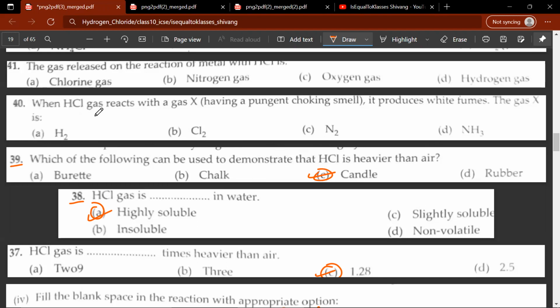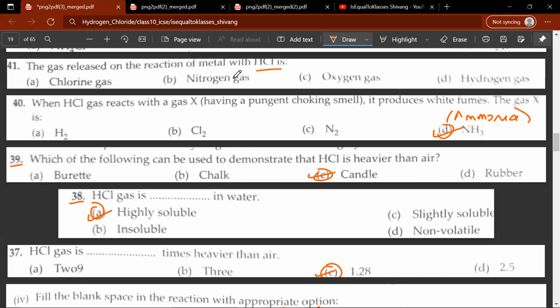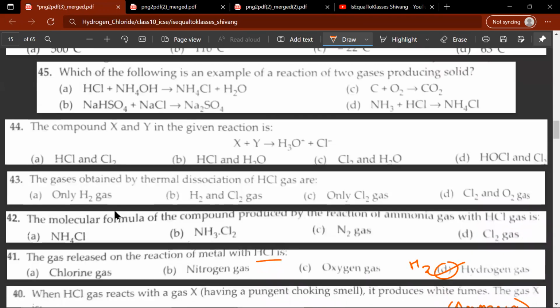40th question, when HCl gas reacts with gas X, so we don't know what is gas X, having a pungent choking smell, it produces white fumes. The gas X is what? So the gas X is NH3, also known as ammonia. Okay, so let's move on to the next question. The 41st question, the gas released on the reaction of metal with HCl is. So this would be D, hydrogen gas, or H2. Let's move on. 42nd question, the molecular formula of the compound produced by a reaction of ammonia gas with HCl is. This would be A, NH4Cl.